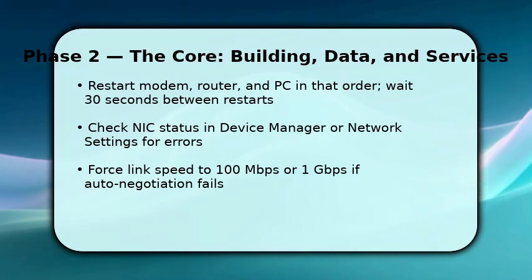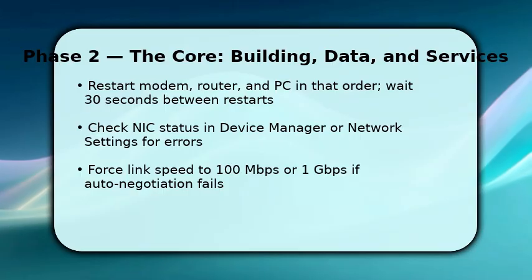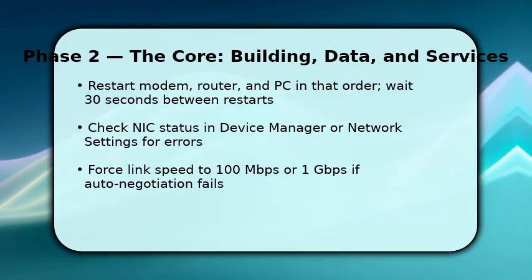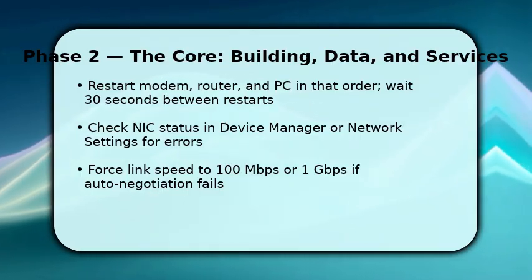Next, reset state by restarting devices in sequence. Modem, router, then your PC, pausing about 30 seconds between reboots so firmware and DHCP lease clear.